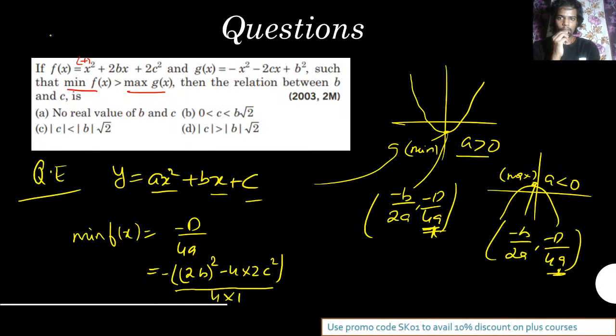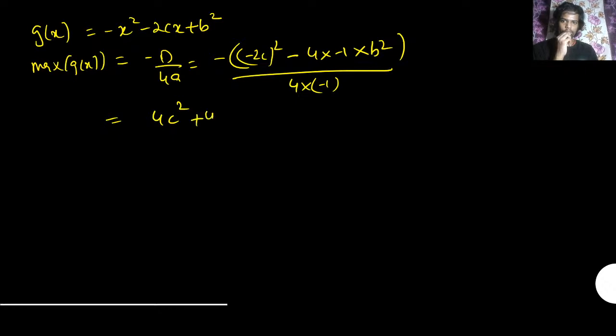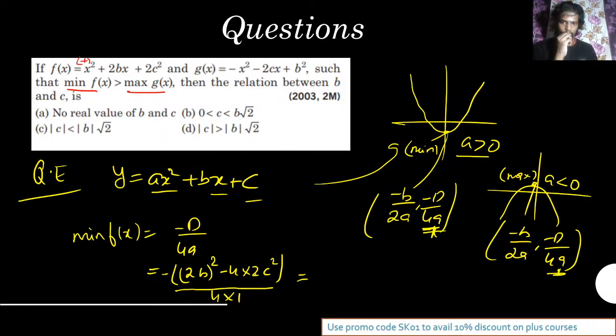What about the maximum of gx? So let me write down gx: minus x square minus 2cx plus b square. So the maximum of gx would again be minus d upon 4a, which would be minus b square minus 4 into a into c, upon 4 into a. Now you just solve it, and you'll get 4c square plus 4b square upon 4. This minus and minus will cancel out, and if you solve this, you will get 8c square with a positive sign, because this negative and this negative will become positive, minus 4b square upon 4.